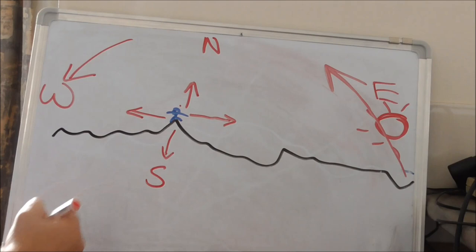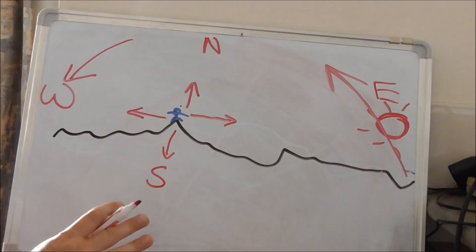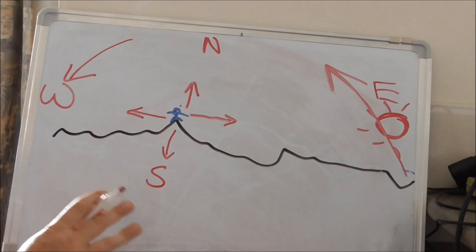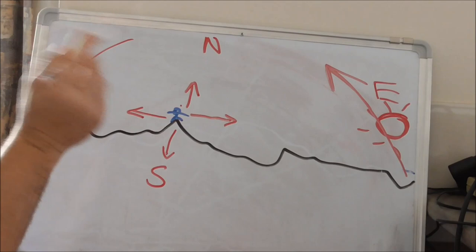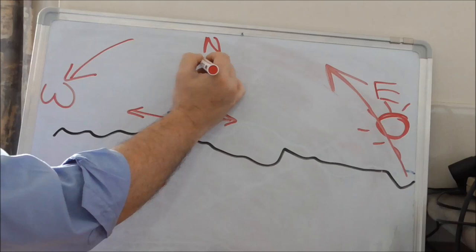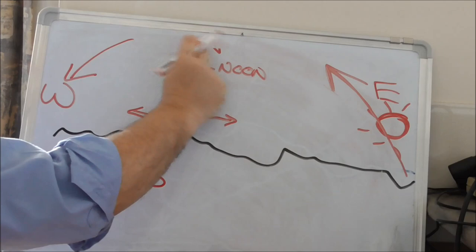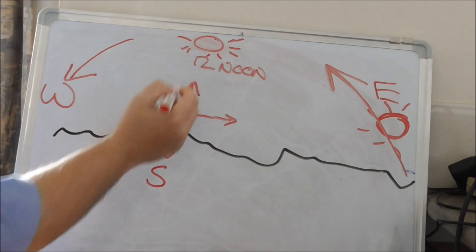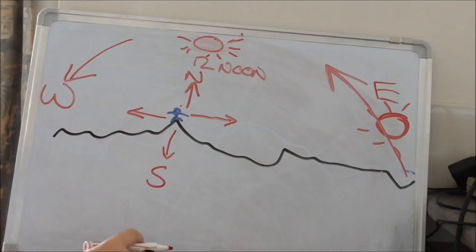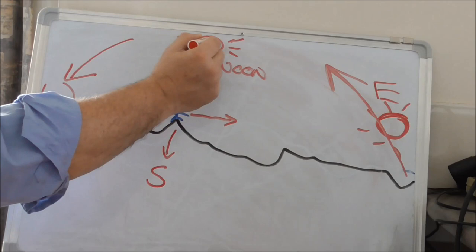So we don't even need to use a watch, okay, to find north, east, south, west. Normally we would use a watch when the sun was up and around this area here, okay? Once the sun gets to approximately 12 o'clock noon, the sun will approximately be around about here. When the sun gets to 12 o'clock noon, we already know that that's north. That's a northerly direction. We're exactly where the sun is, and we're heading north, okay?